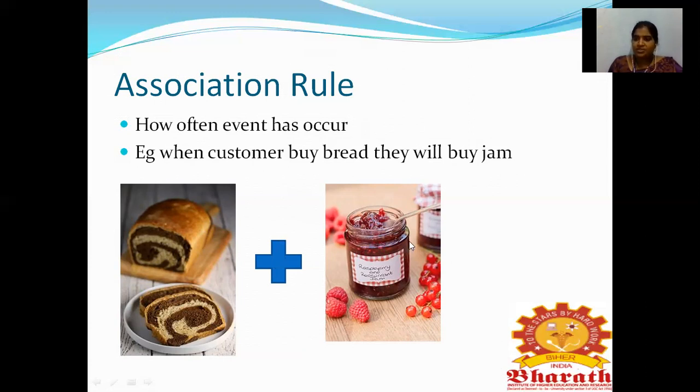Why are we using association rules? We can predict. Suppose a customer comes and asks for bread, and then asks for jam. If there is no jam, he won't buy and will go to the next shop. It is used for prediction.